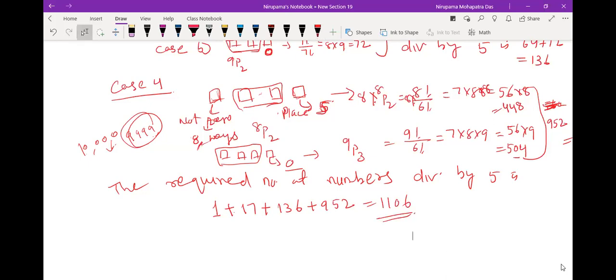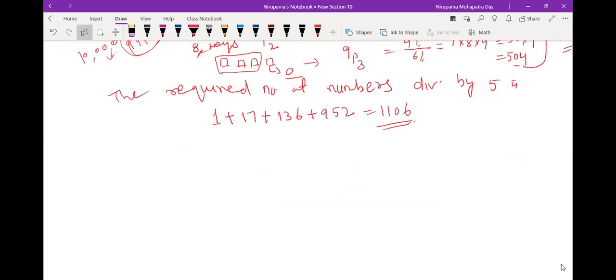Okay, so then how many of them are divisible by 25? So the second part of the question is how many of them are divisible by 25? We are not taking repetition allowed. Repetition is not allowed. So here you can do it in a similar way.